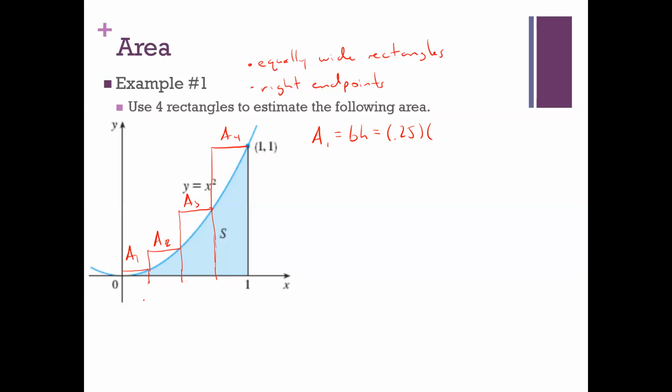I don't think it's 0.125. 0.25, 0.5, 0.75, 1.0. So let's talk about how we got that. How did we find these x values here? Or I guess first we talk about this. How do we find the width of any one rectangle?